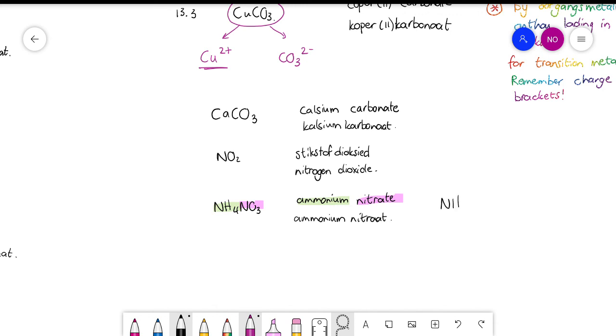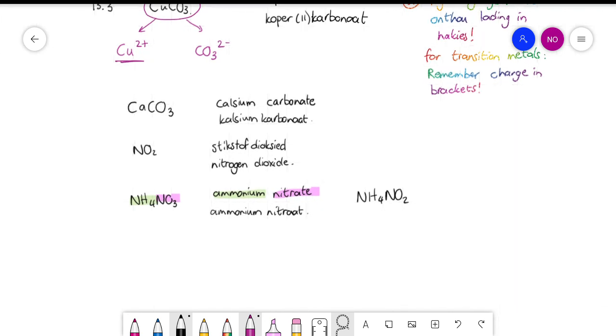What would its name have been if it looked like this? Good. Look carefully, that ITE is not the same as the IDE. When would it have been an IDE if it was only the N? If it is a monoatomic ion. Okay, good.